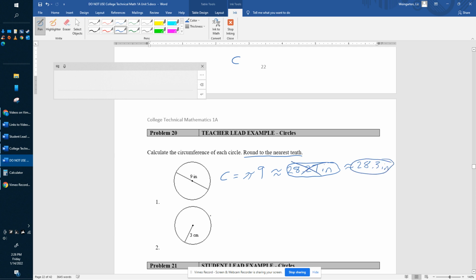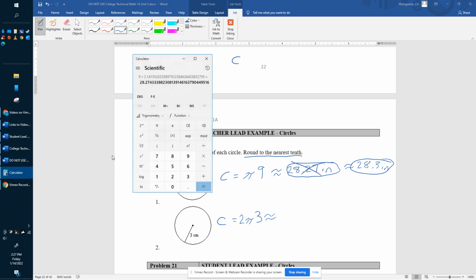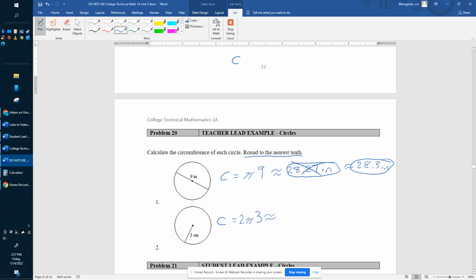All right, rounding to the nearest tenth. Our circumference equals 2 pi r. R is 3 this time, which is approximately, calculator, 2 times 3 times pi equals 18.8.